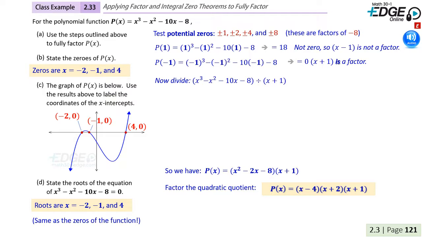However, in part D, we see x cubed minus x squared minus 10x minus 8 equals 0. We do not have a second variable. We're not showing a relation here. We're simply offering an equation. And an equation doesn't have zeros, it has roots.